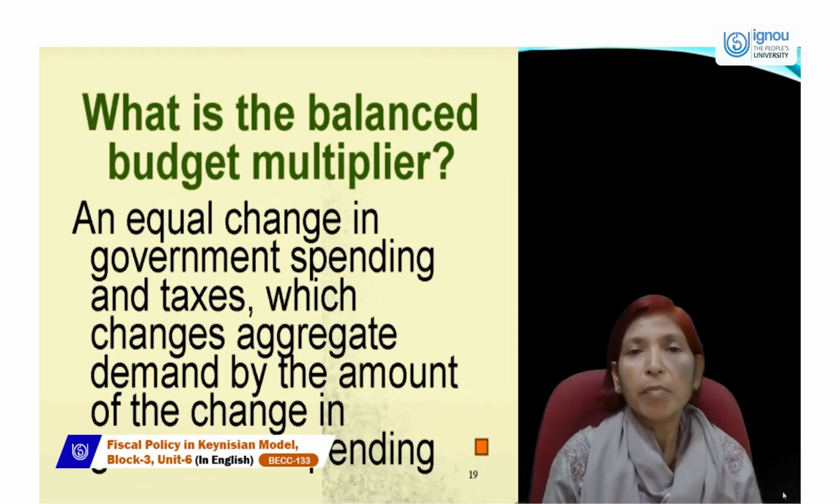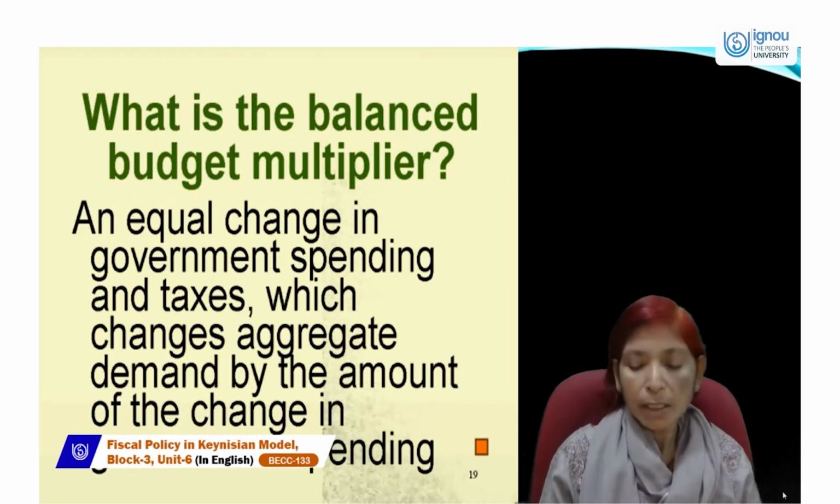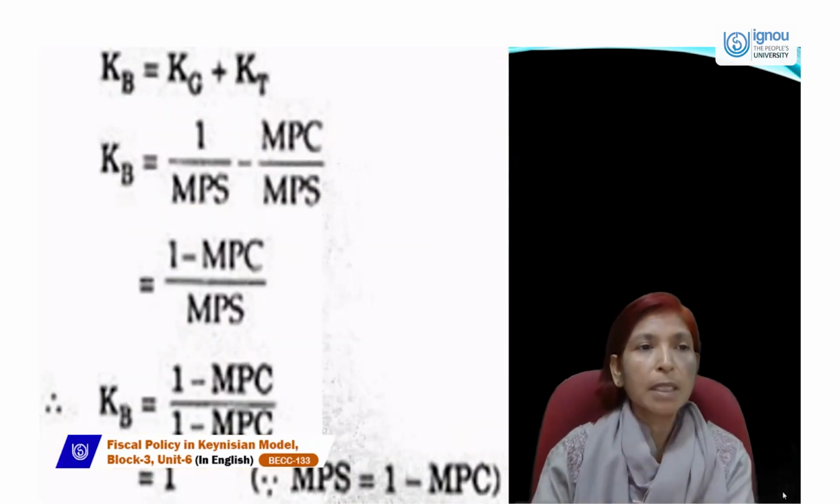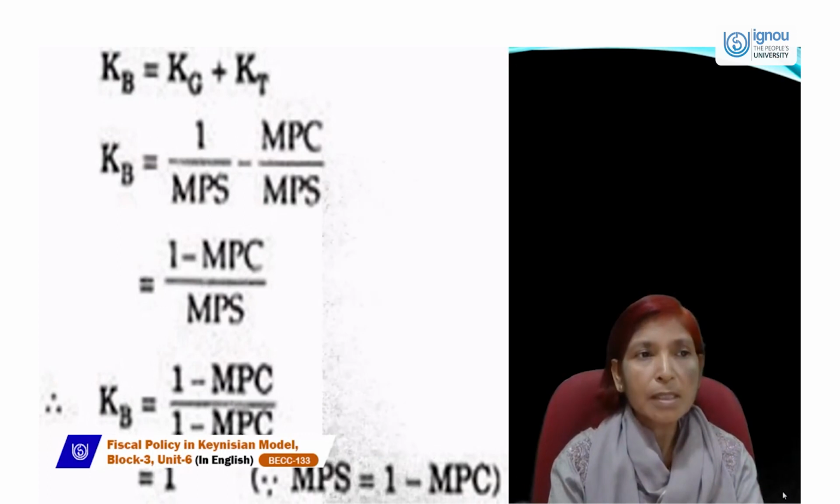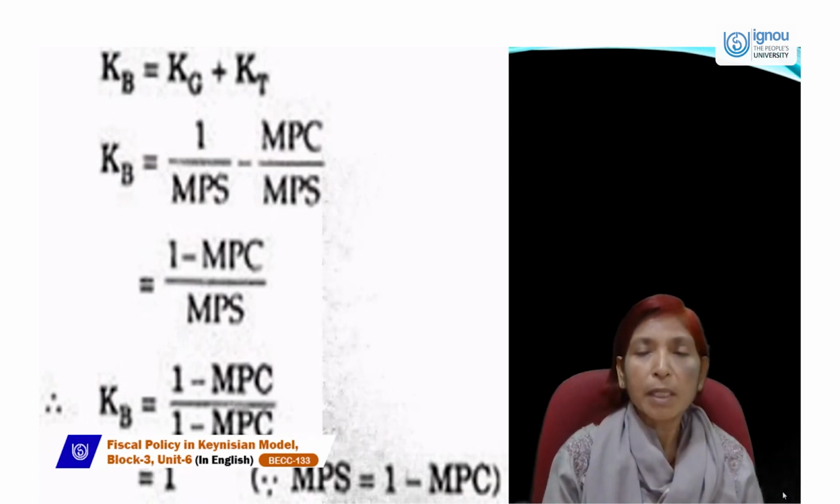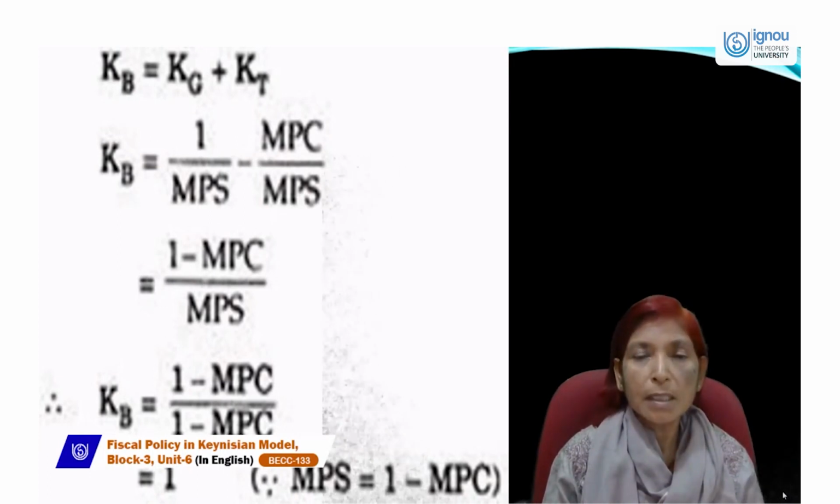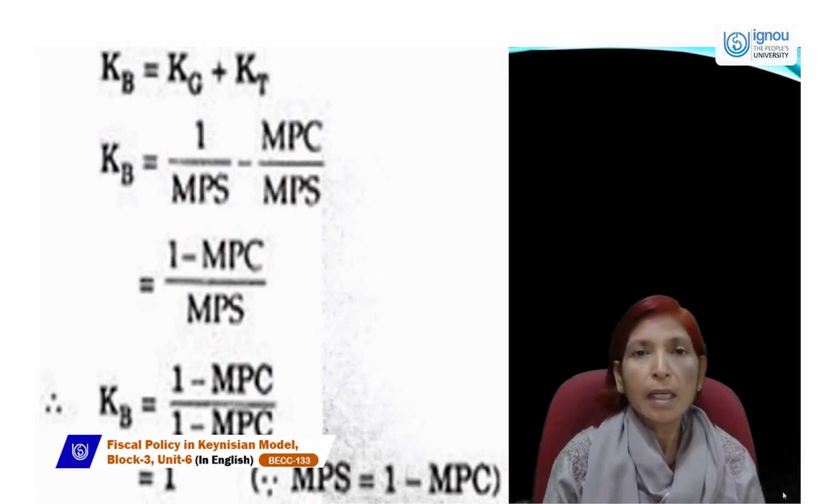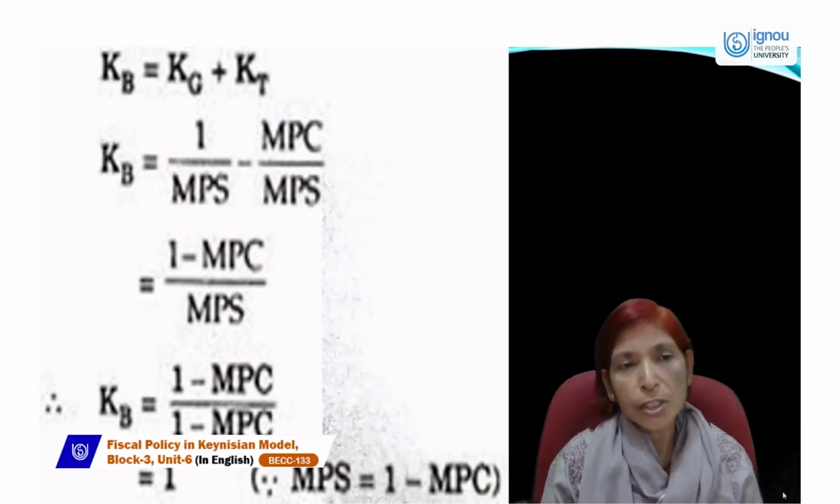That is called balanced budget multiplier. Now next is balanced budget multiplier. In this formula, K denotes multiplier. B is balanced budget. It is the sum of KG, where K is multiplier and G is government spending, plus KT, where K is multiplier and T is taxation.